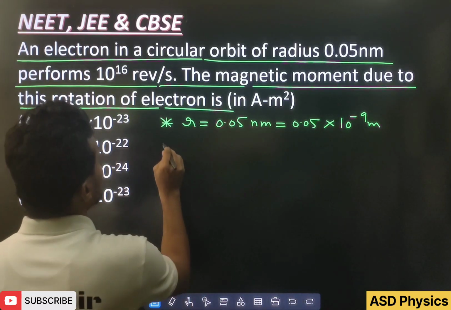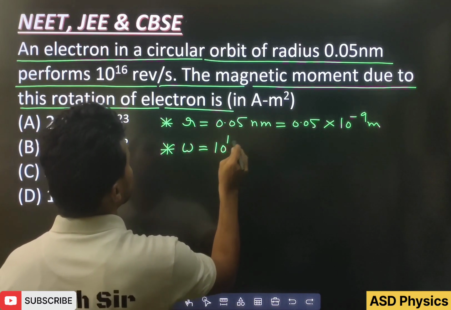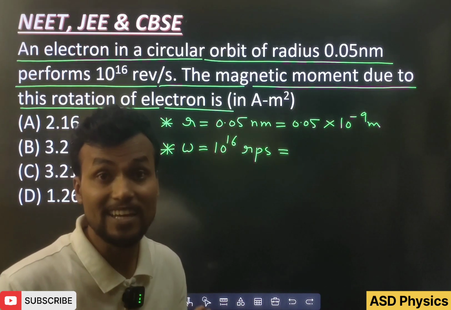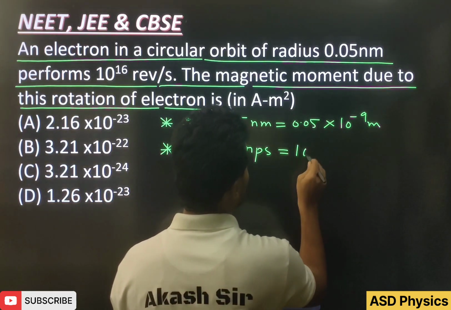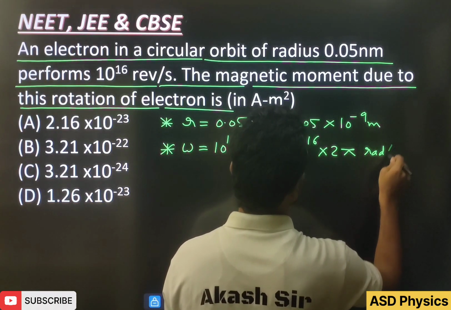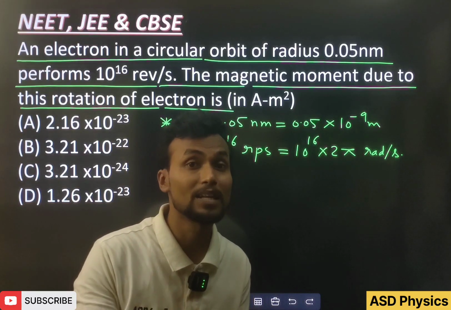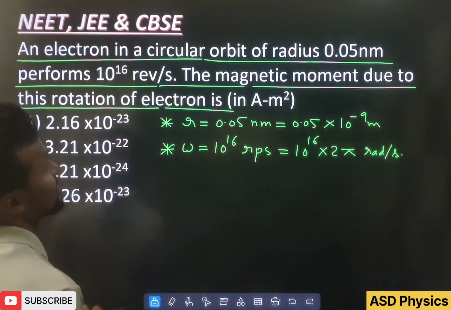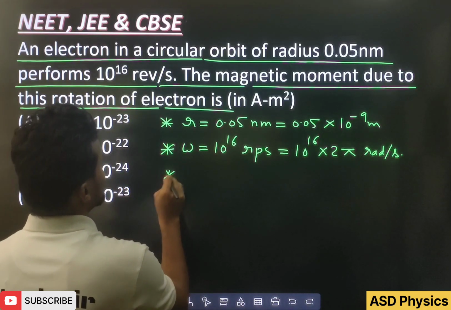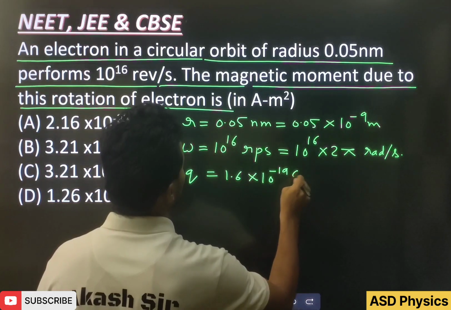Okay, after that, next data, angular velocity is given, omega. What is given here? 10 to the power 16 revolutions per second, means RPS. But this is not the SI unit, so we have to convert into SI. That means we have to multiply with 2 pi, then only the SI unit will come, radian per second. RPS means multiply with 2 pi. RPM means multiply with 2 pi by 60. Okay. And after that, what are they asking here? They are asking the magnetic moment. What is the charge of the electron? We know very well, 1.6 into 10 to the power minus 19 coulomb.